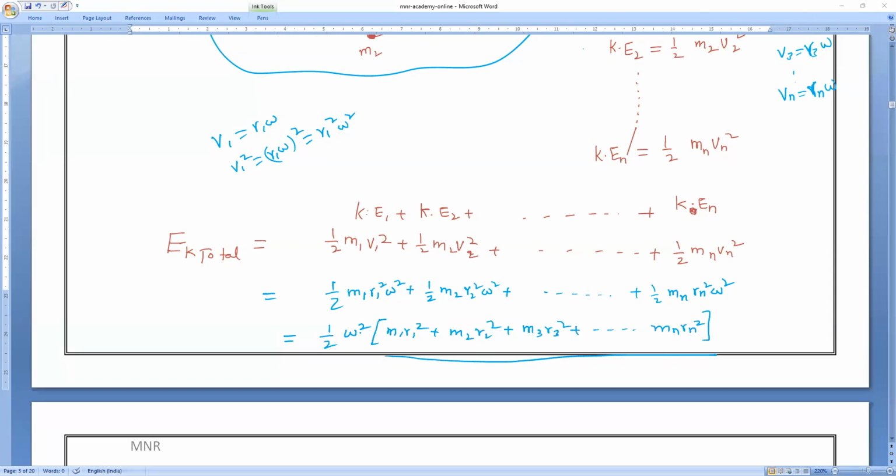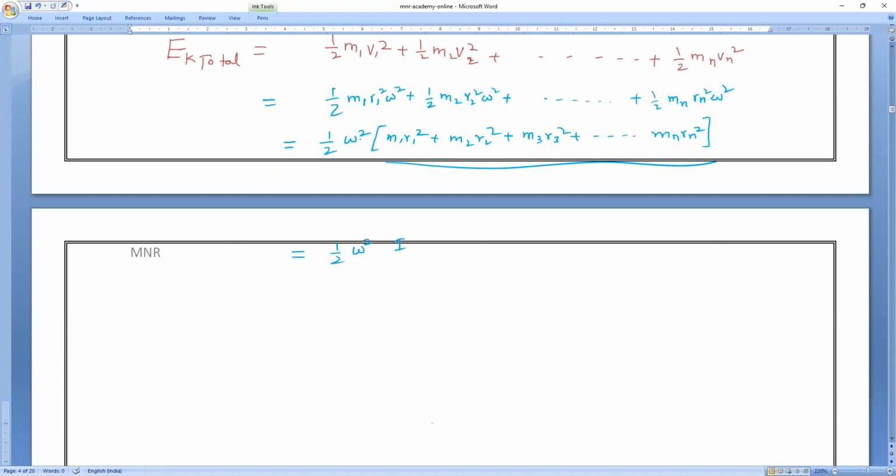What is that? Anybody? Which is equal to what? I. So that is only the moment of inertia. So the total is half I omega square. That is the kinetic energy of a rotational body. That is the formula which I taught you in the beginning. Am I right or wrong? Everybody clear? So this is the proof for the kinetic energy of a rotating body.